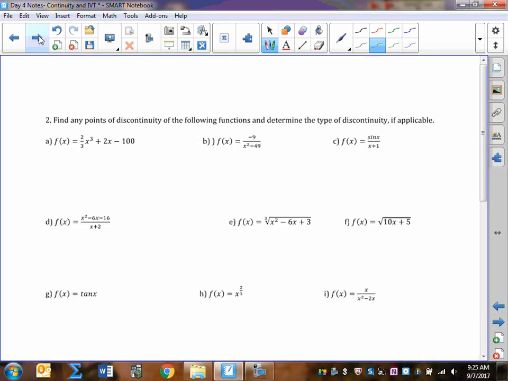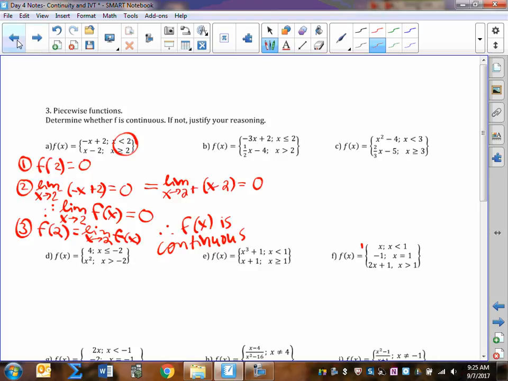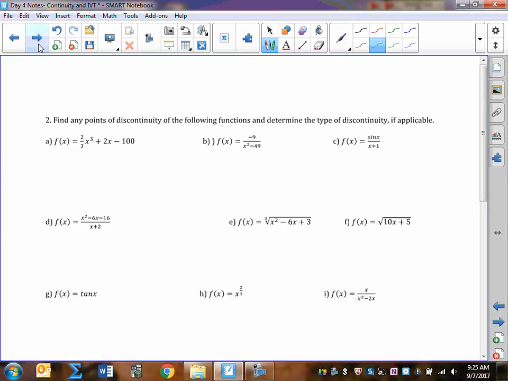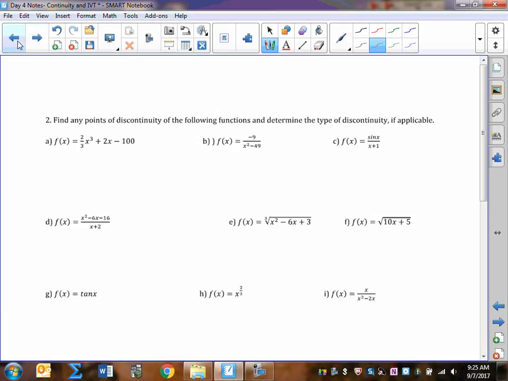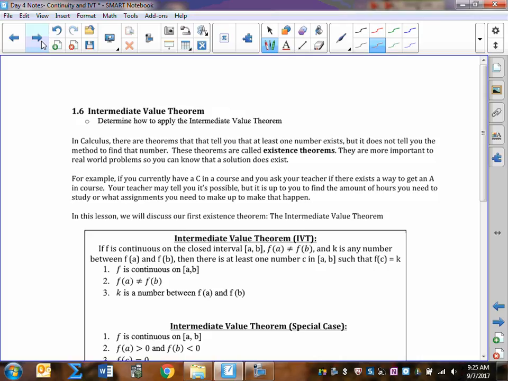Alright, let's talk about, what's this? Your guys' next page is intermediate value theorem, right? Not this one, right? Something else. Okay. Alright, intermediate value theorem.